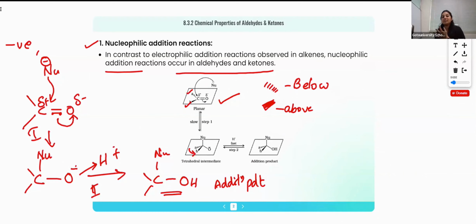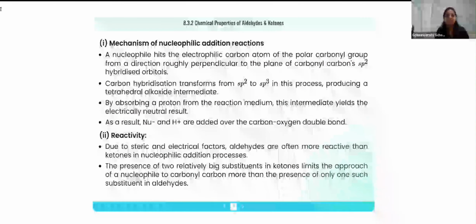See, in every 2-step reaction, we discussed SN1, SN2 reactions, right? So in a 2-step reaction, the first step will always be the slowest step. That is the rate determining slowest step. So here the first step is the slow step, meaning the attacking of the nucleophile and the jumping of the electron. Okay, so this is the nucleophilic addition reaction.